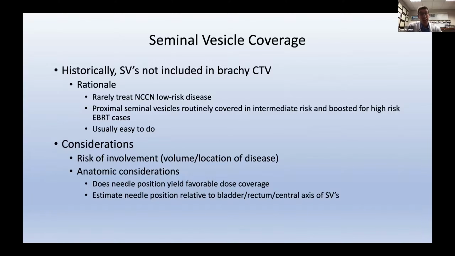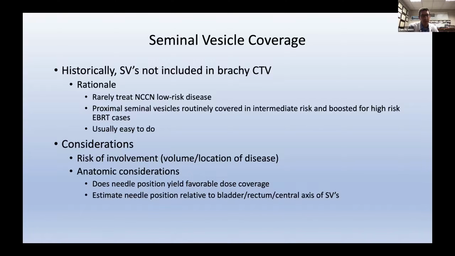We'll wrap up here talking a little bit about seminal vesicle coverage. I do this very frequently now. The rationale being, number one, we very rarely treat low-risk disease anymore. When I started doing this procedure 20 years ago, we were treating tons of Gleason 6 prostate cancer. We almost never do it now. And in intermediate risk disease, you treat the seminal vesicles. So if you do it with external beam, if you treat the proximal 1 centimeter of seminal vesicles, why not do it with brachy? And it's usually pretty easy to do.